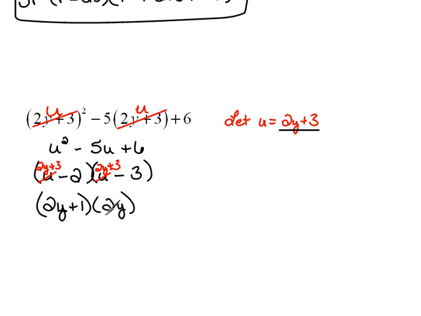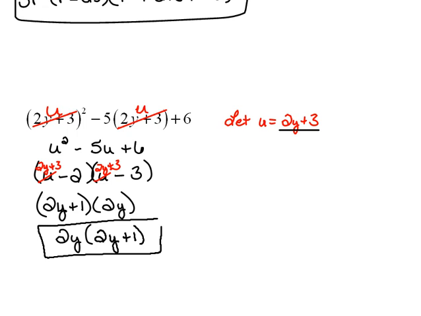Now because we have a monomial and a binomial, generally we write the monomial first. So it would be 2y times 2y plus 1. And this is our final factorization of this original problem.